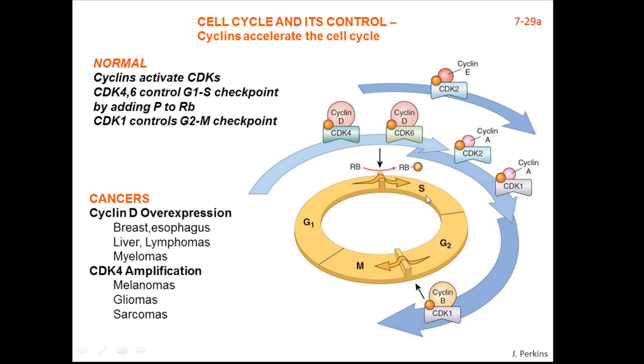So this is how signals coming from the cell surface have now reached the nucleus, where we have additional steps of control into cell division. So what happens in cancers? Well, in cancers, these things get dysregulated. For example, cyclin D is overexpressed in breast cancers, esophageal cancers, liver cancers, lymphomas, and myelomas. Cyclin-dependent kinases are amplified in melanomas, gliomas, and sarcomas. It's easy to understand. When there is such overexpression of cyclins and cyclin-dependent kinases, the cell thinks it must divide. The cell thinks that it's getting growth signals from growth factor receptors upstream of it, and so this is part of the cancer phenotype.